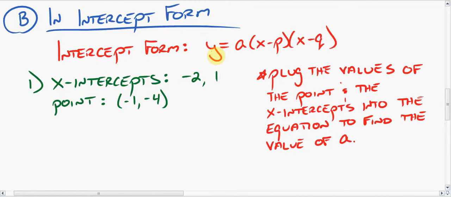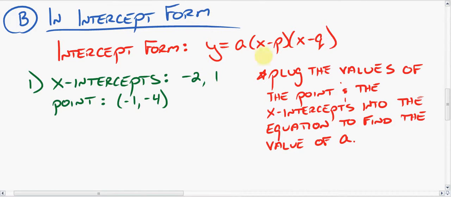This is section 4.10, part 2, where we are still writing a quadratic function, only this time we're going to write a quadratic function in intercept form. So we can see intercept form is y equals a times the quantity x minus p times the quantity x minus q. And we've seen this before when we graphed quadratics.